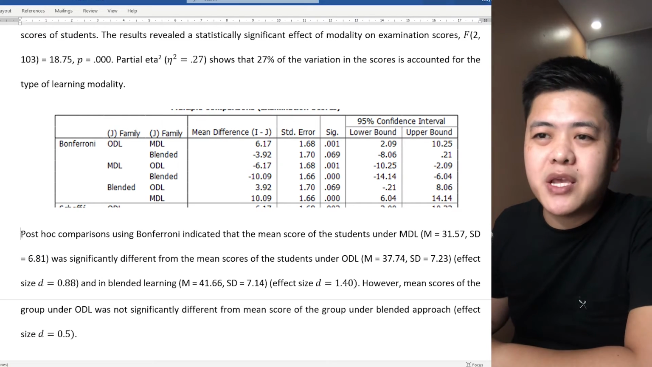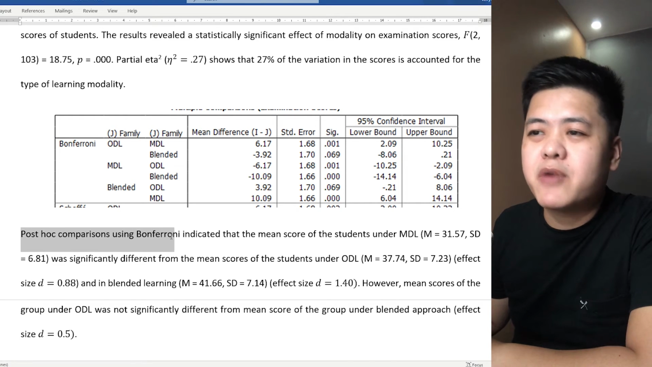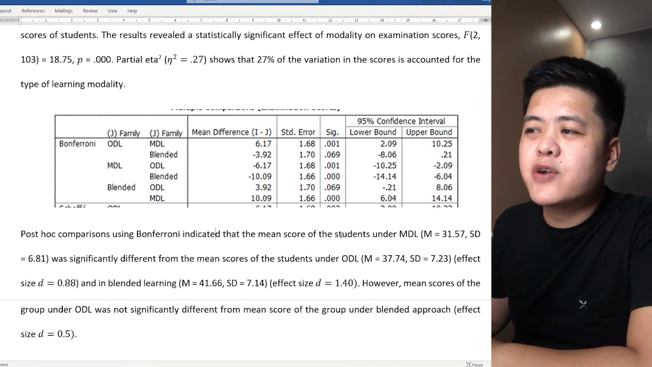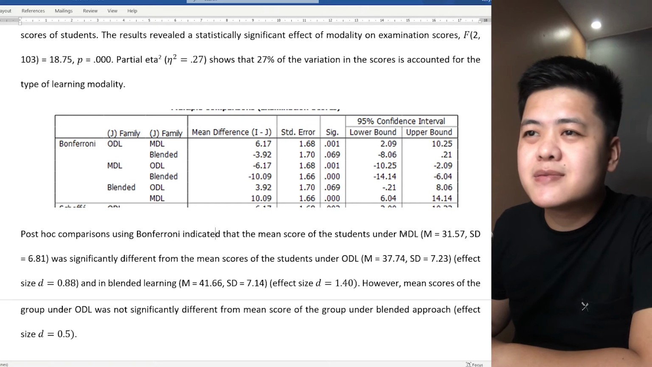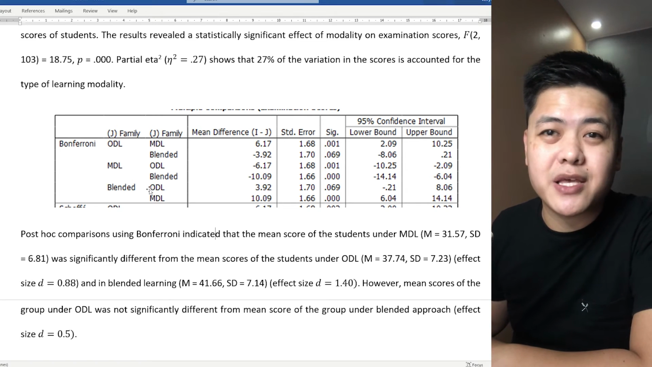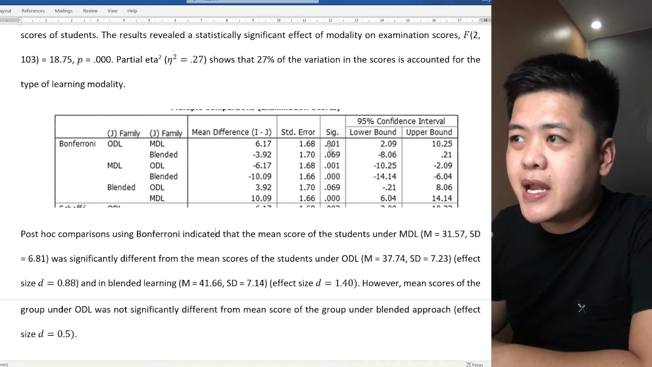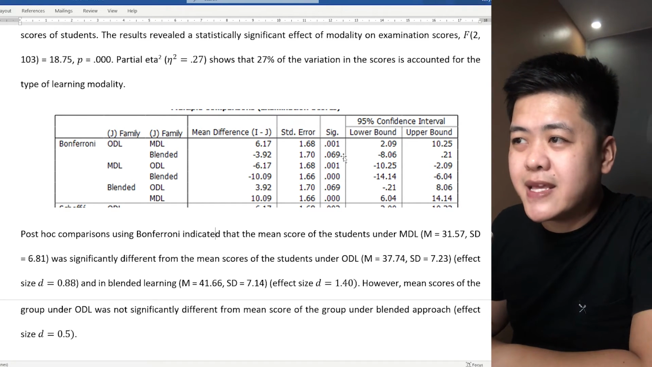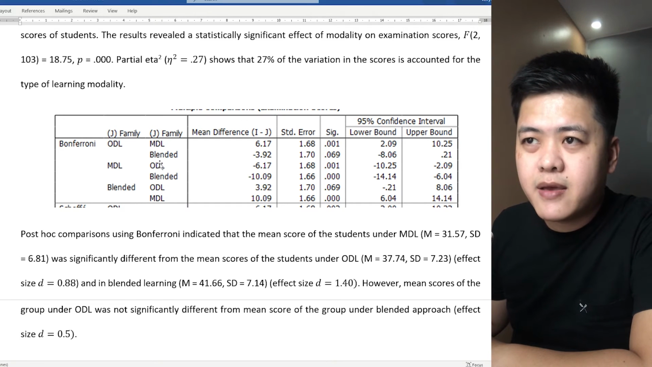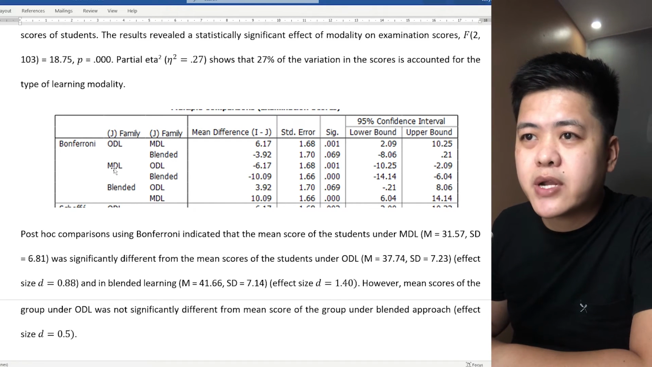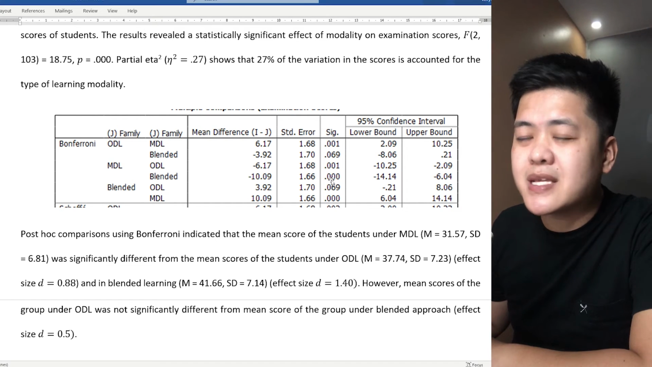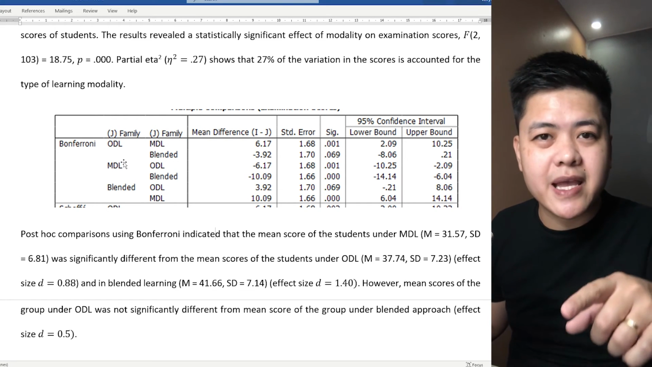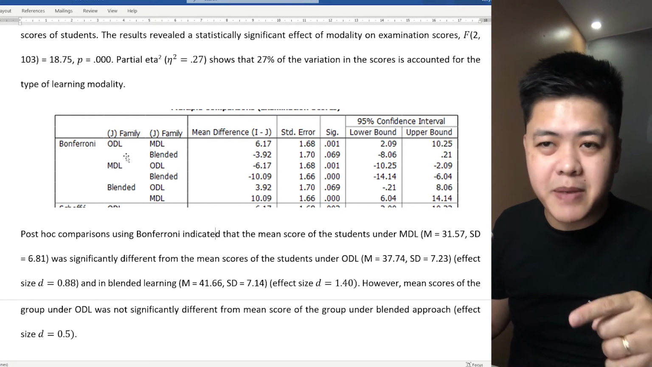So I mentioned here, post-hoc comparisons using Bonferroni indicated that the mean score of students under MDL was significantly different from the mean scores of students under ODL and blended learning. So, saan din nakita yon? Yung ODL tsaka MDL, alam natin they are significantly different from each other. ODL versus blended, hindi. Pero MDL versus blended, significant. So, isipin, si MDL is significantly different from ODL and from blended learning.